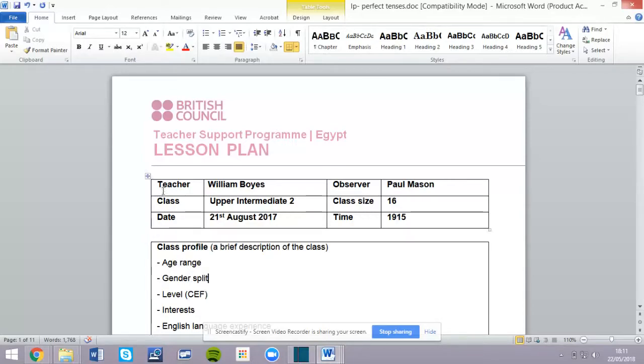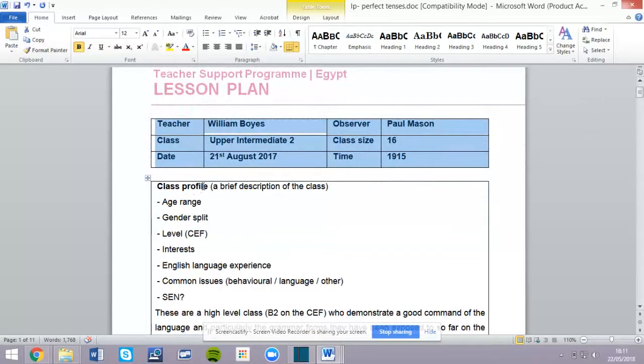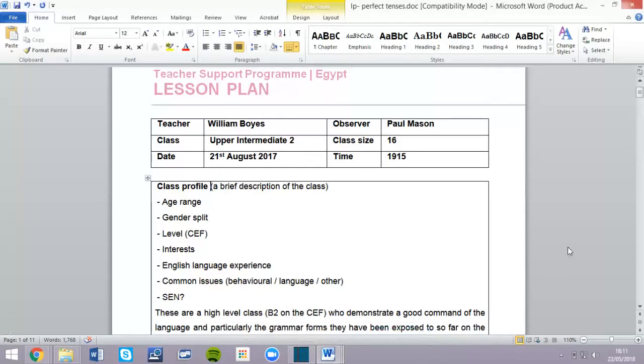So up at the top here, you'll find just some basic information about the class and the observation. And then we move into a class profile, which gives a brief description of the class. So some things to mention here might be the age range, especially with a young learner class where the age range is naturally limited between 2 and 3 years maybe. The gender splits. So in certain classes, there might be a big imbalance between males and females, which might impact upon the dynamics. The level, according to the Common European Framework.